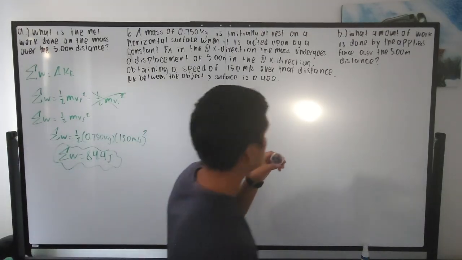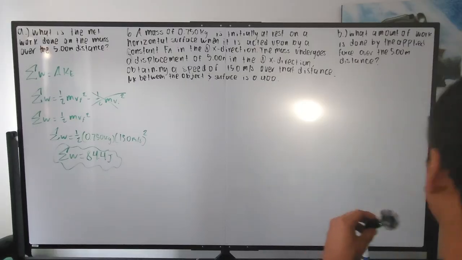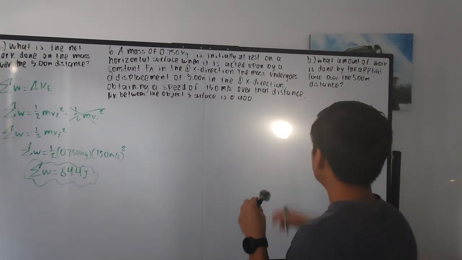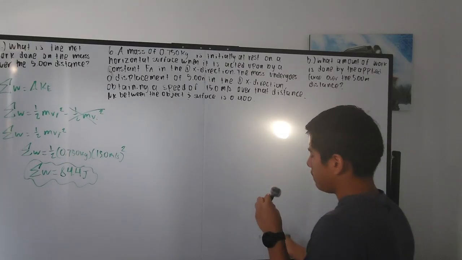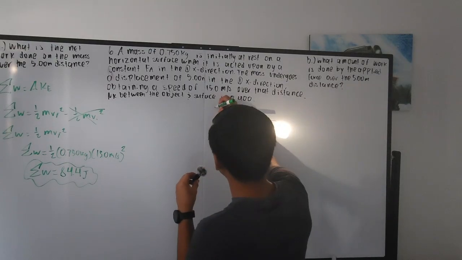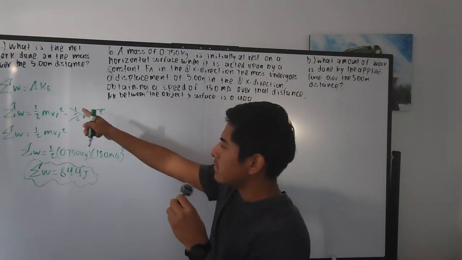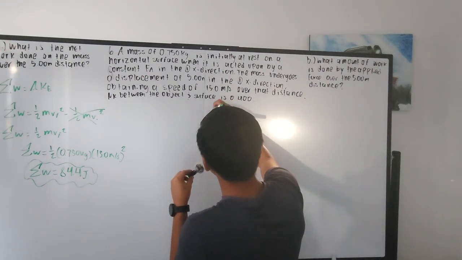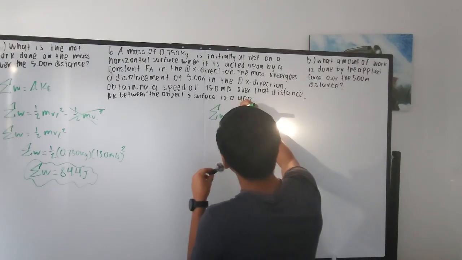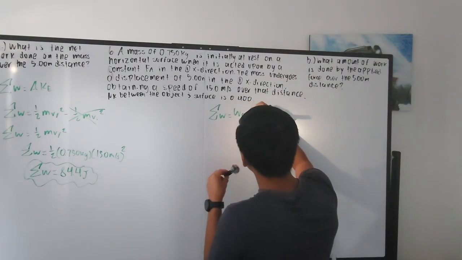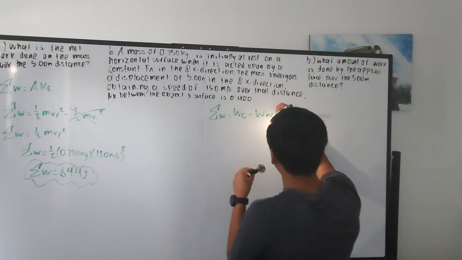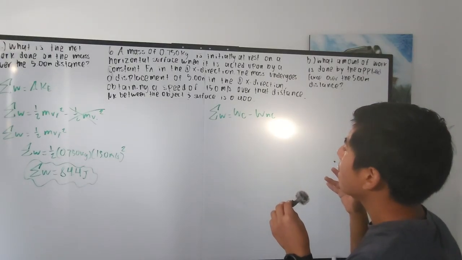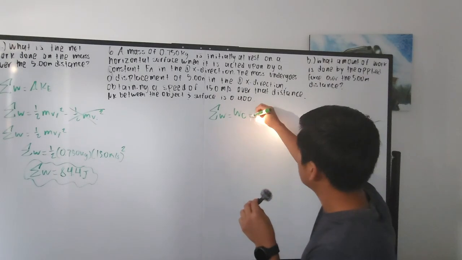Now for part B, it's asking what amount of work is done by the applied force over the 5-meter distance. So for the sum of all of our works, you can either use this, the sum of all the work is equal to the change in kinetic energy, and you can also use this, that the sum of all the work is equal to the work done by the conservative forces minus the work done by the non-conservative forces. I think it's a plus.